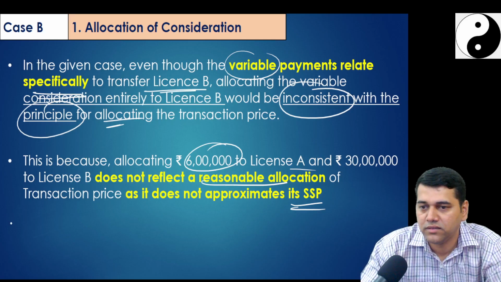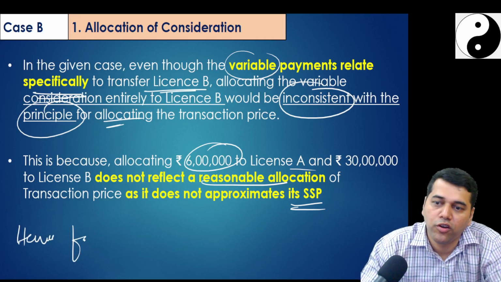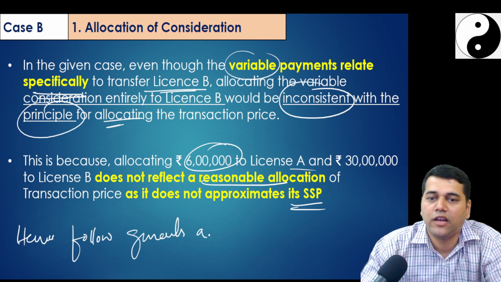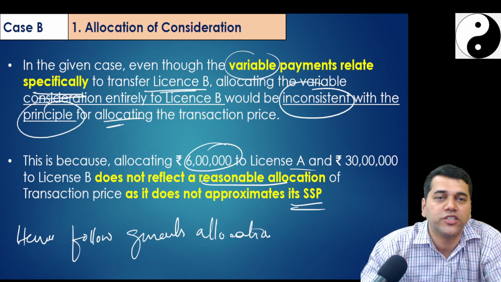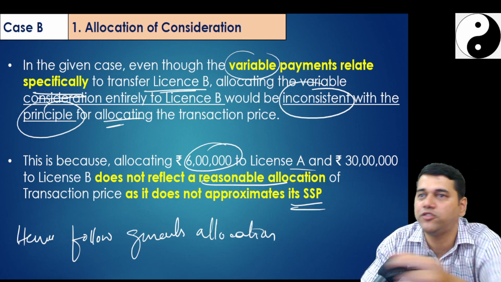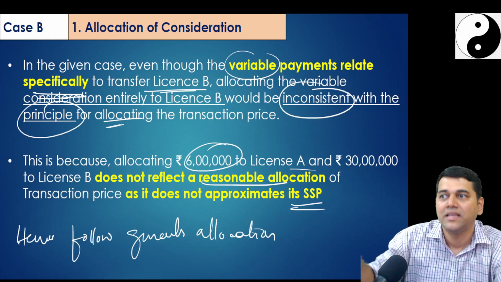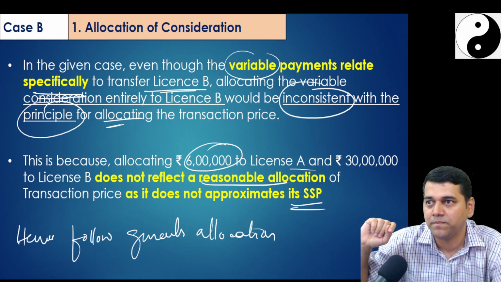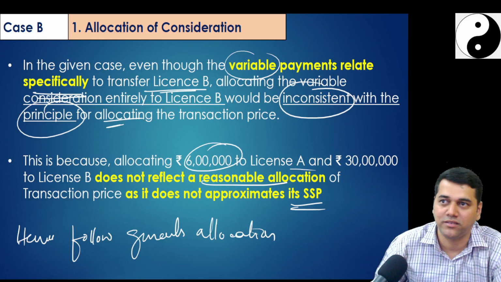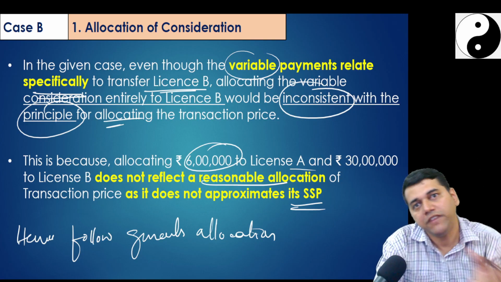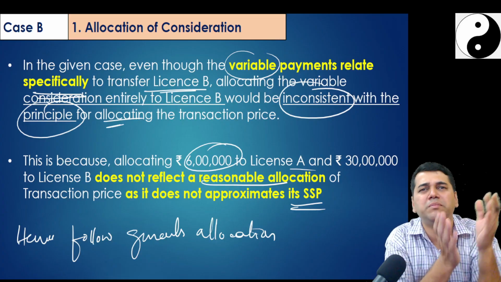Hence, follow general allocation. What is general allocation? Both fixed and variable are distributed based on their individual SSP. That's what we did. 6 lakh into 16 by 36, 4 lakh into 16 by 36. We allocated both fixed and variable. But why did we not allocate 30? Because 30 is meaningless there.